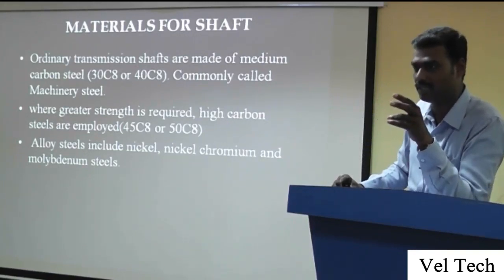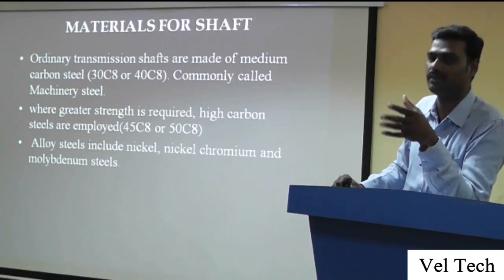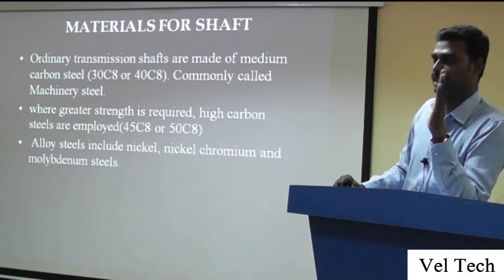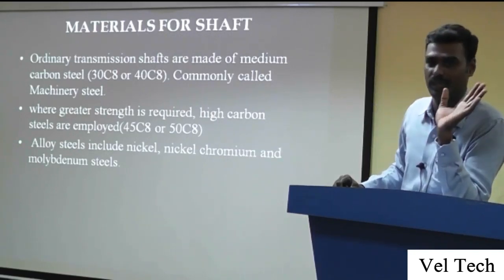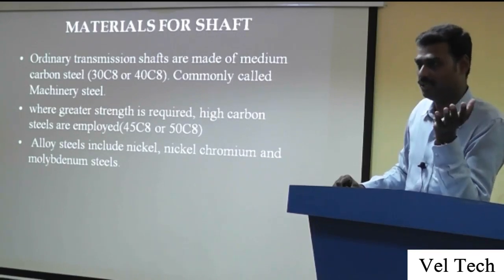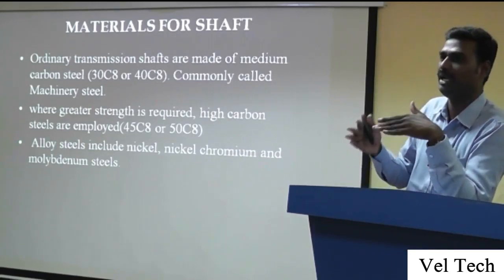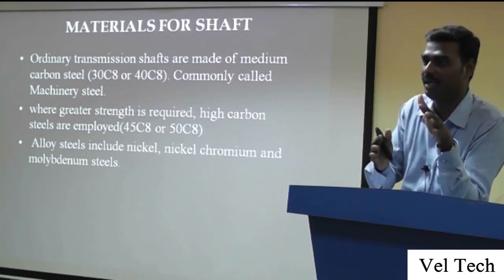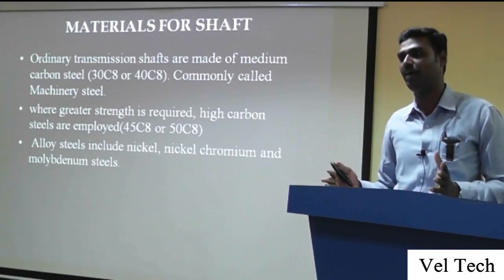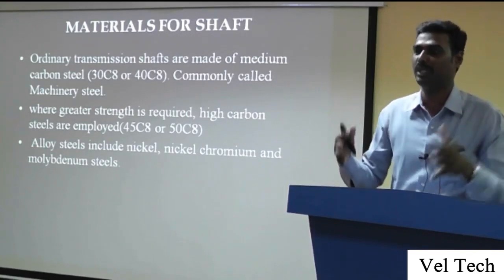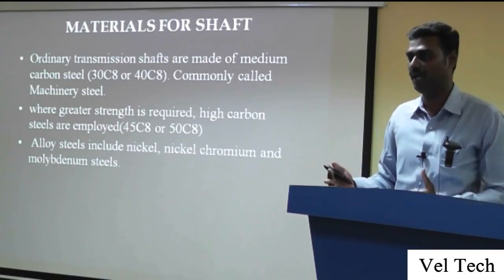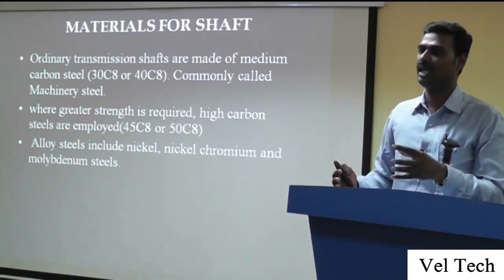In design of machine elements, mainly 50% relies on your design data book, because we are not going to create any formula or apply a new methodology. We already have established formulas and we are going to use them, but some of the variables are missing. Those variables are available in your data book. So we find out which data are suitable for the particular application. And the third one is alloy steel. Alloy steel includes nickel, chromium and molybdenum steels, which are also used depending upon the application.